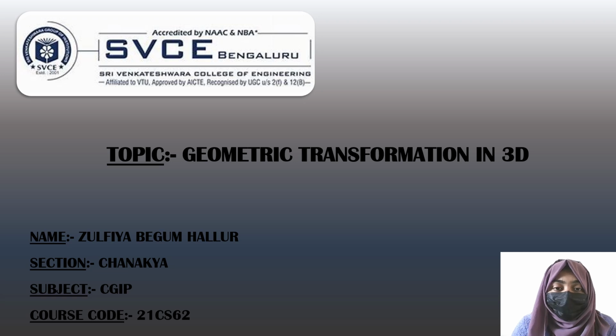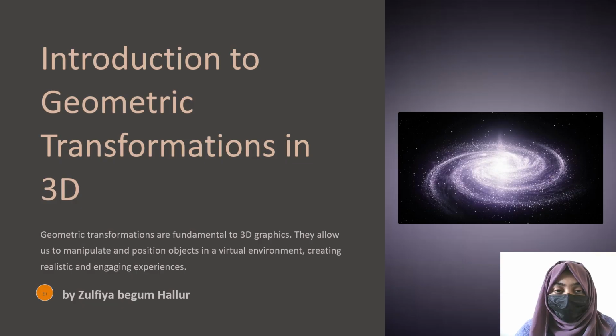Today we are going to discuss geometric transformation in 3D. The course code is 21CS62, and the subject is CGIP. So, moving to the introduction: introduction to geometric transformations in 3D.